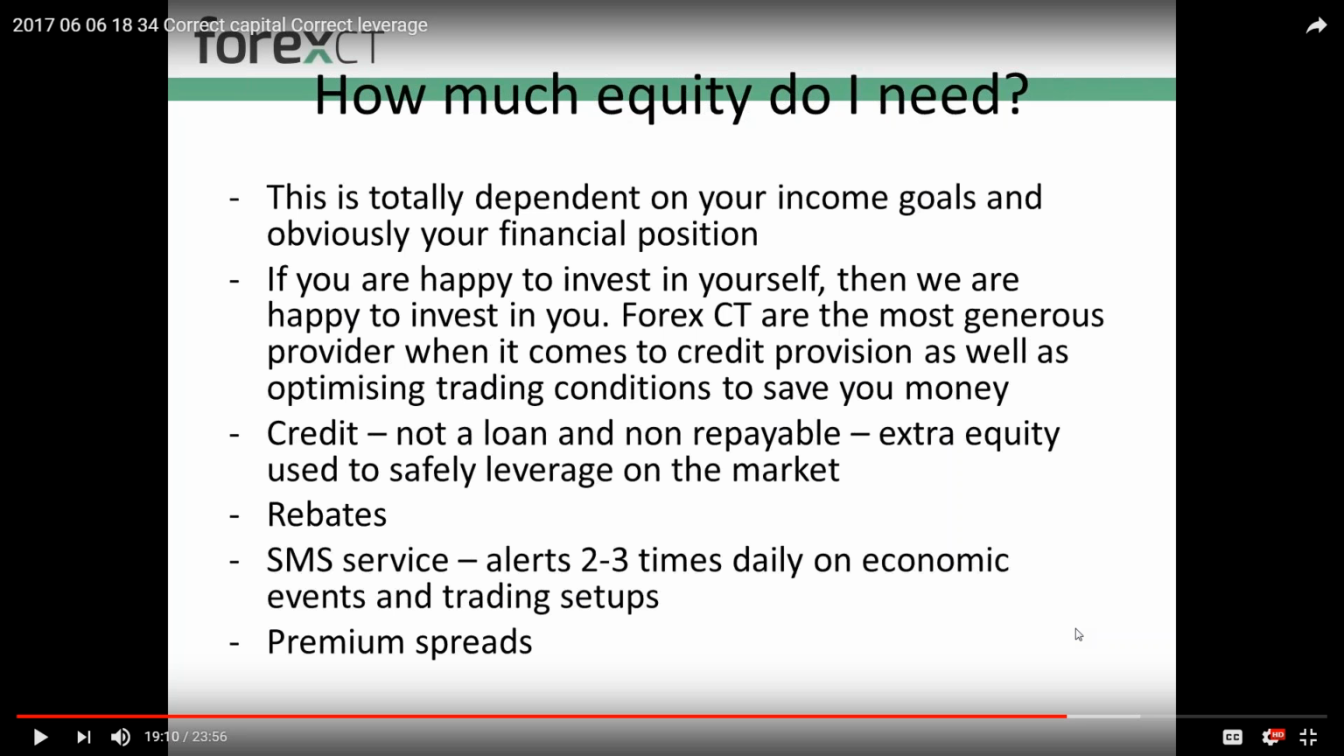We have credit arrangements. This is not a loan and non-repayable. It's extra equity that you can use to safely leverage on the market. We also have cost-saving measures in the way of rebates and premium spreads, and the SMS service is usually a service that you get with an account balance of $10,000 or more that gives you 2 to 3 daily alerts on economic events and trading setups.